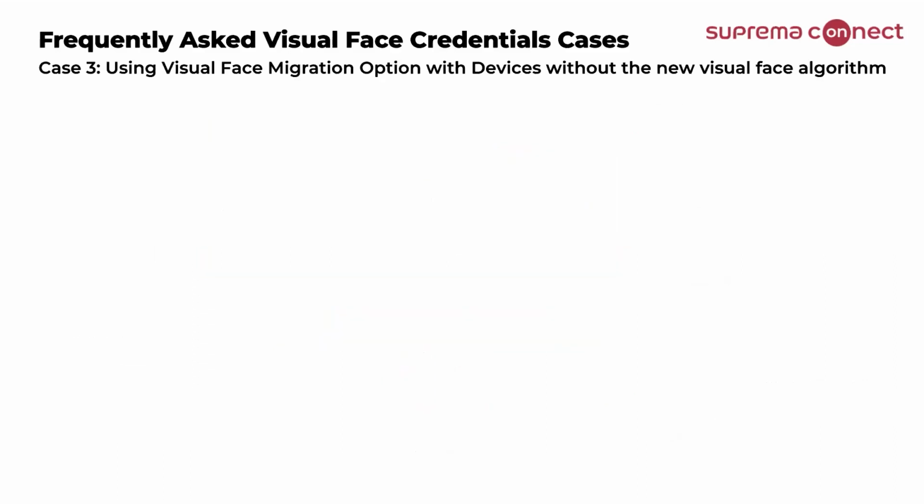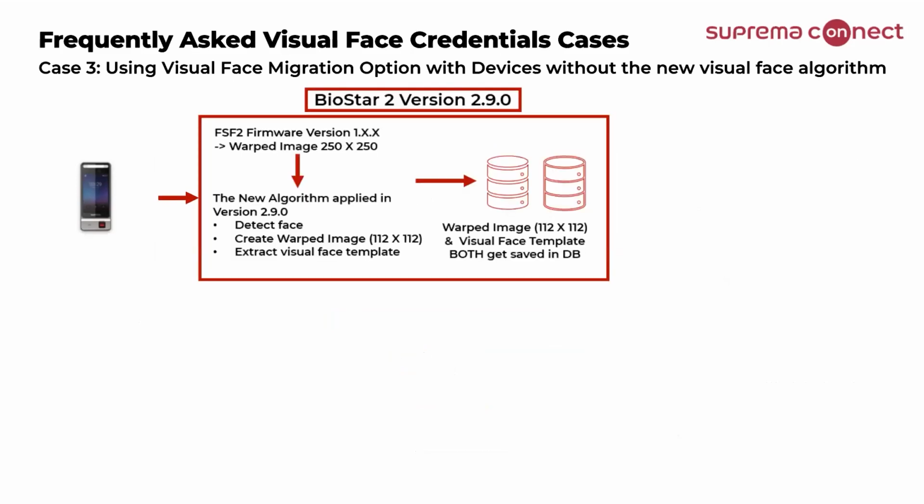Now we have using visual face migration option with devices without the new visual face algorithm. What this means is, like I said, we have an FSF2. Now, the new visual face algorithm is from firmware version 2. This one only has firmware version 1. What would happen? We're going to go from FSF2 firmware version 1.xx, as in firmware version 1 or anything. It has a WAP image of 250 times 250.